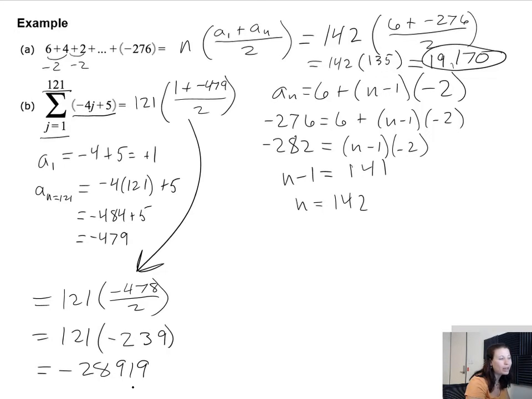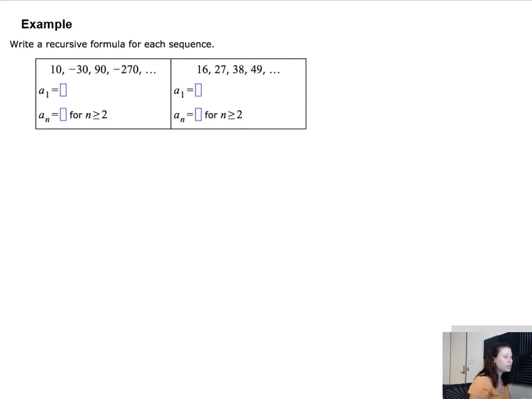A lot of times we have to figure out little bits and pieces here and there, right? Up here we had to figure out what n was. Down here we had to figure out what a1 and a_n were. All right, so then next example is we want to write a recursive formula for each sequence. Now remember, recursive means using the previous terms, okay?